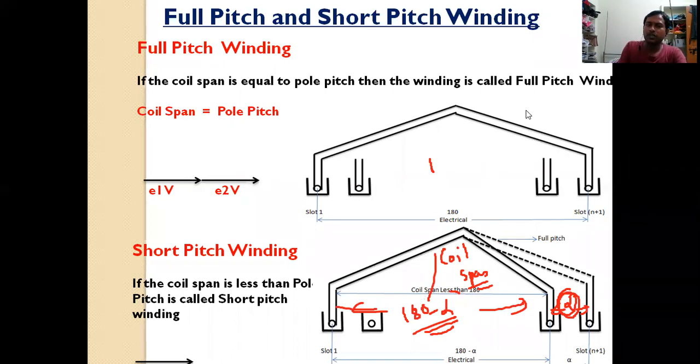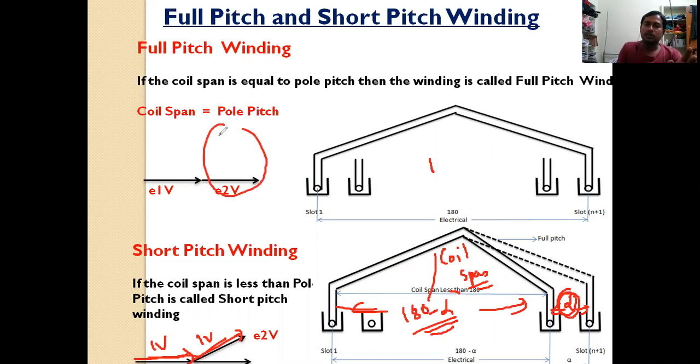So the induced EMF will be different, look at this one. The induced EMF will be 1 volt, and another 1 volt in this direction. These two are not in phase. Generally the rotor inside the alternator rotates in this direction. That's why EMF1 and EMF2 will be generated in the same phase, in an aligned manner.